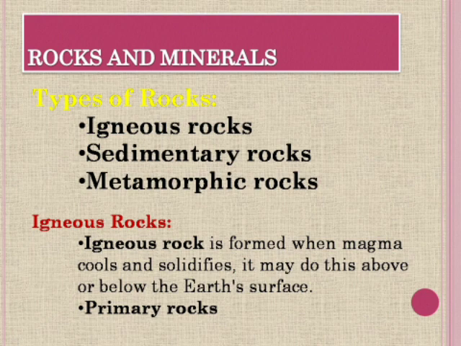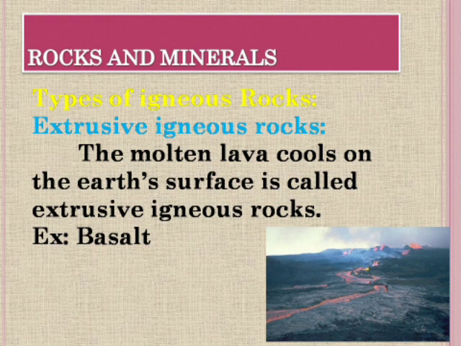See the next slide, children. We have two types of igneous rocks. What are they? Extrusive and intrusive. What is meant by extrusive igneous rocks? The molten lava that cools on the Earth's surface is called extrusive igneous rock. For example, basalt. On the top of the Earth, you can see the lava harden and make a type of rock, that we call extrusive.